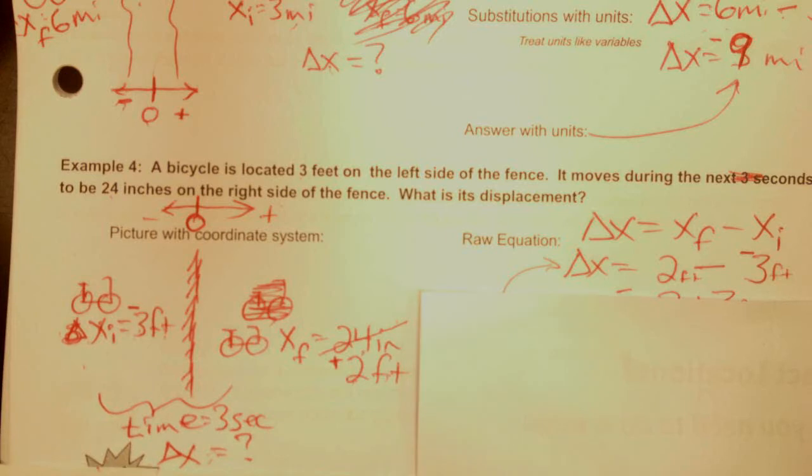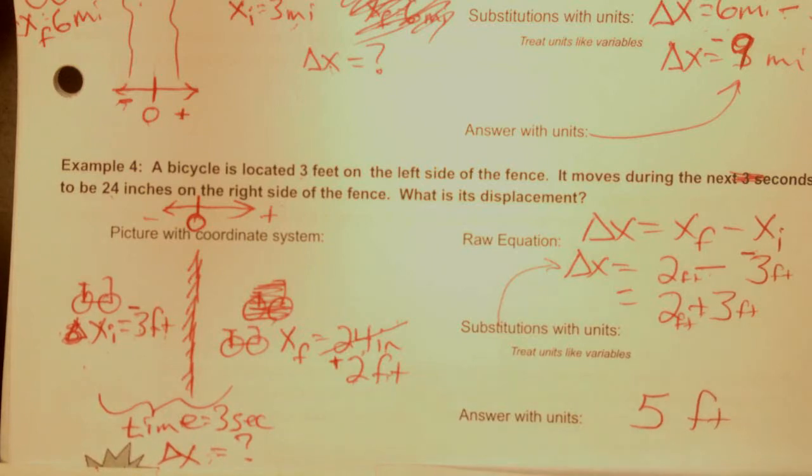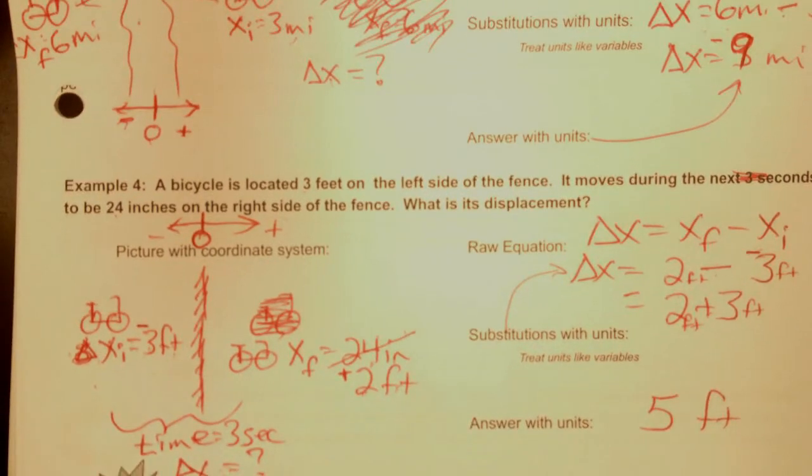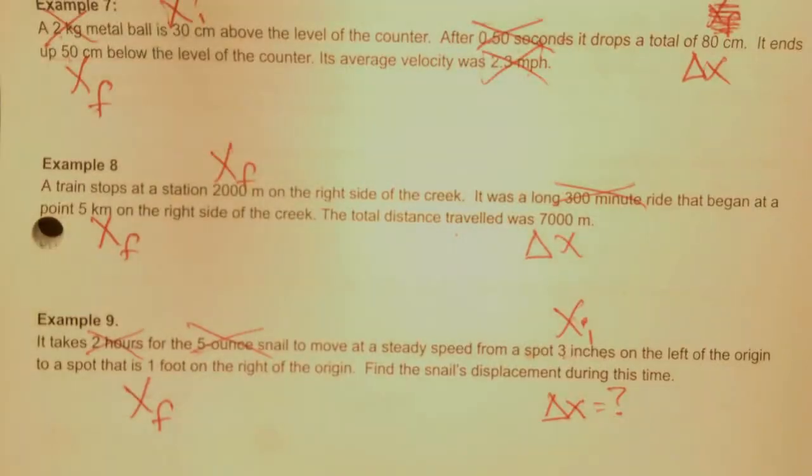So there's my substitutions. 2 feet for the x sub f. Bring down the minus. X sub i becomes a negative 3. Please note the double sign here. So the double sign makes a positive. 2 feet plus 3 feet is 5 feet. Read the mistake alert down there. Read that on your own.